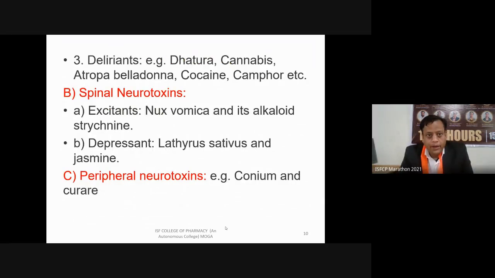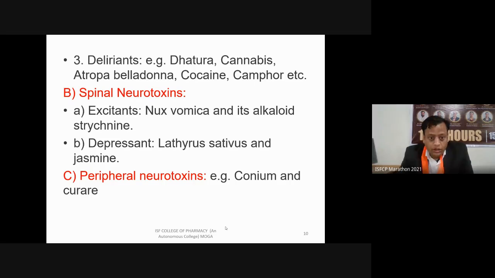Other neurotoxins are categorized into spinal neurotoxins. So spinal neurotoxins may be excitants and depressants. Excitant neurotoxins include nux vomica and its alkaloid like strychnine, and depressants include larynx sativus and jasmine.